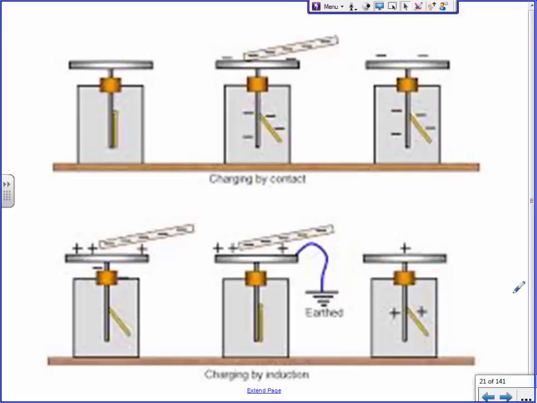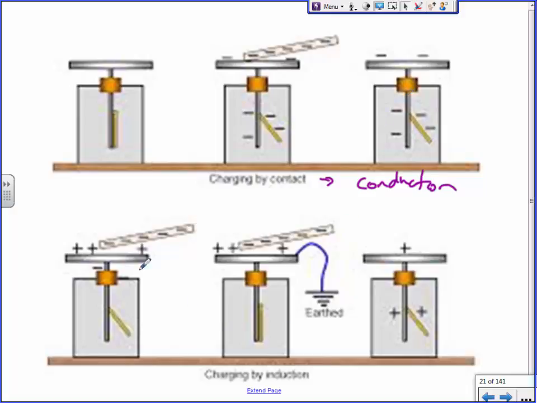Here I've got another diagram. Let's walk through what should be happening here. Here's the charging by contact. The better word for this would be conduction. So, neutral electroscope, I touch the negatively charged item on there. The electrons literally go through it. Everything becomes more negatively charged. You move the rod away. Well, everybody's still negative. These two leaves, they separate due to like charges repel, right?